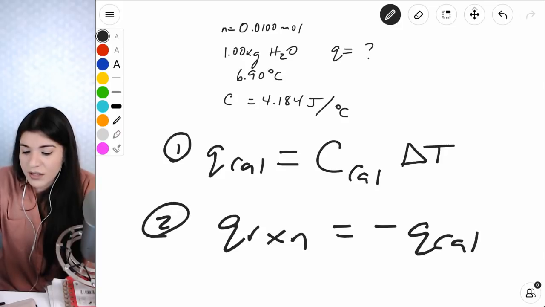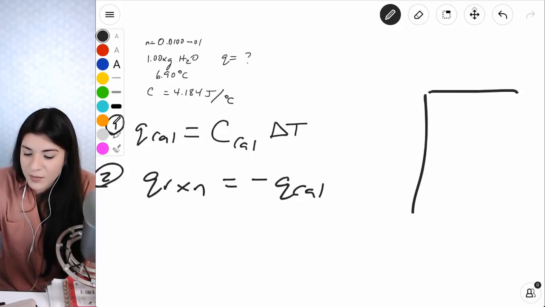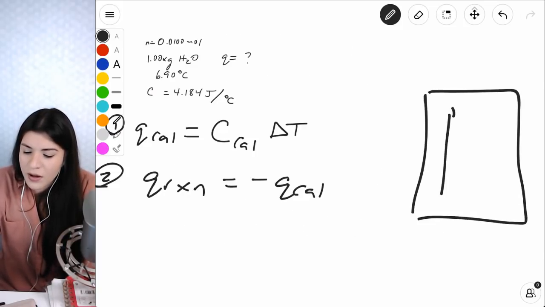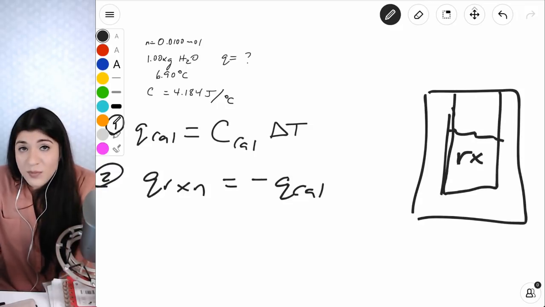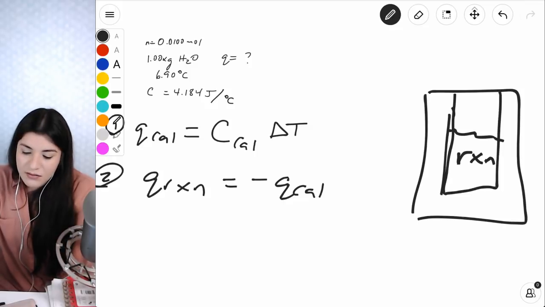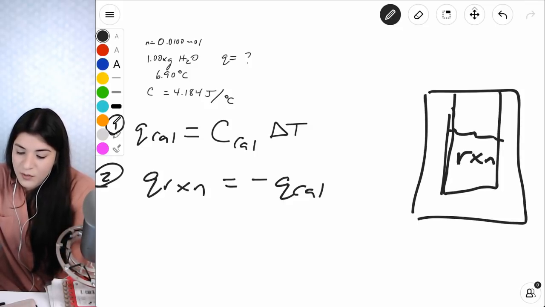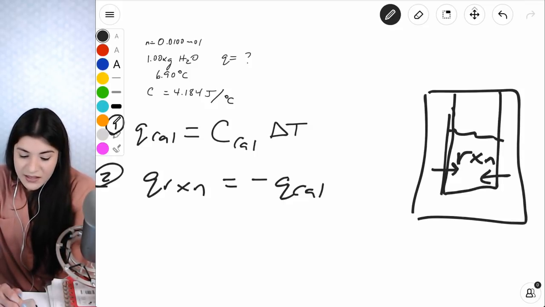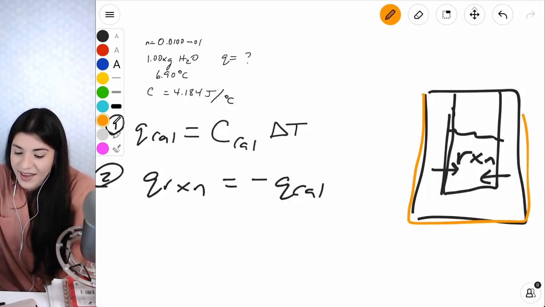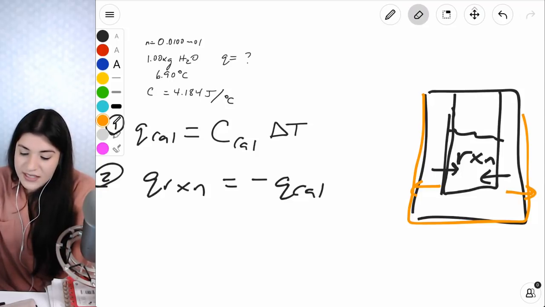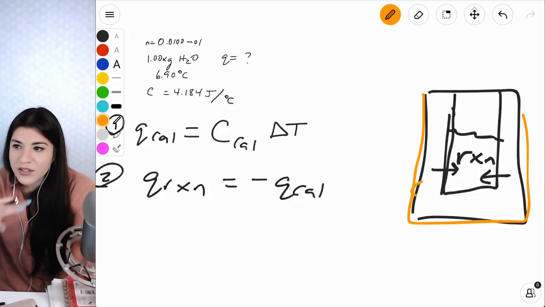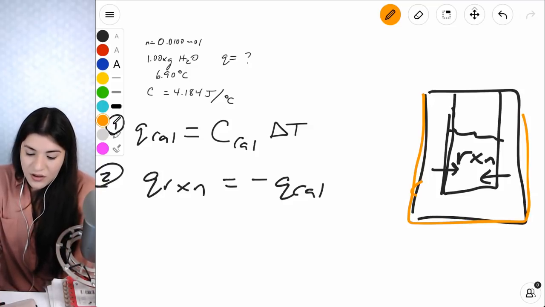Essentially what that's talking about is, you might have seen this as a styrofoam cup, where here we have water. Let's say this is our reaction. They're always going to be opposite to each other. So if the reaction is absorbing heat, then our overall calorimeter, on the outside, is releasing that heat into the reaction. So they're always going to be opposites. That's what we look at here.